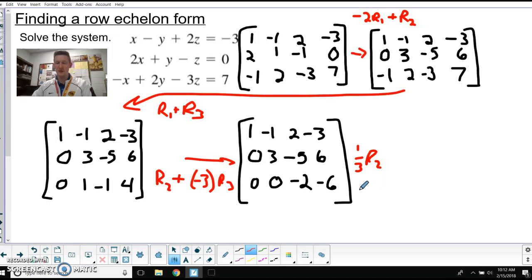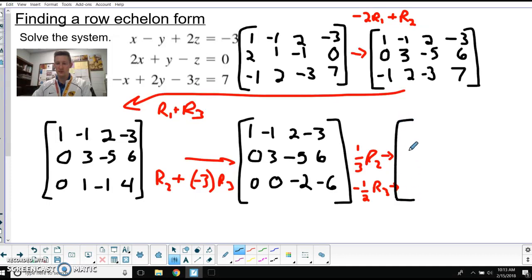At the same time, because I think I can see this happening, I'm also going to work with row 3. So row 3, I need a 1 right here to make this row echelon form. So I'm going to multiply row 3 by -1/2, which will give me a positive 1 there. So -1/2 times R3 and 1/3 times R2.